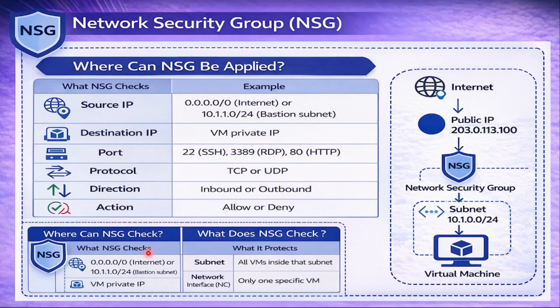You can attach an NSG either to a subnet, which protects all VMs in that subnet, or to a network interface, which protects just one VM. In our case, we'll attach it to the subnet, so it controls access to our virtual machine. So the traffic flow looks like this: internet, public IP, NSG, subnet, and virtual machine.